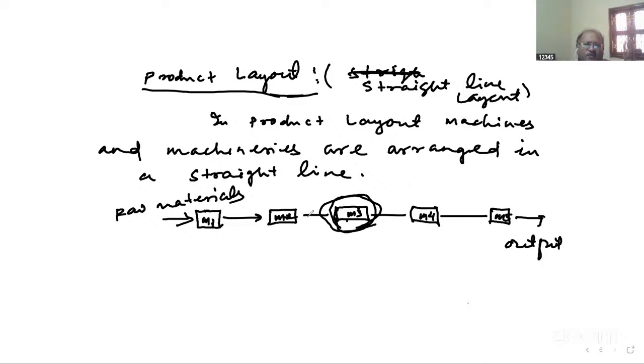Here, as I told you, it is more expensive and the demerit point is, if any one machine is defective or not functioning, then the entire production system becomes paralyzed. That means this is one of the drawbacks of your product layout. Clear? Okay. And you see, it involves a higher utilization of your machinery. This is about your product layout.